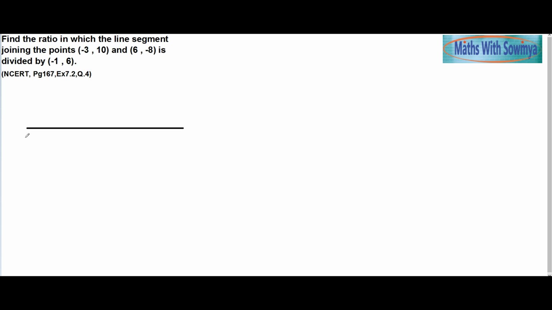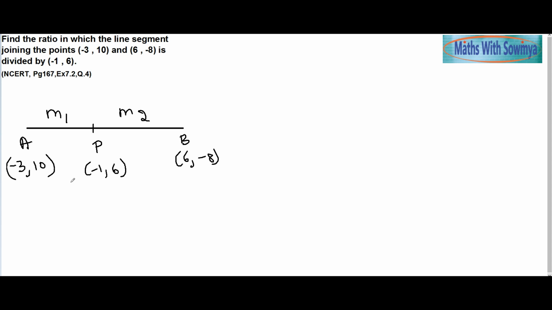So line segment, suppose this is A and B. These two are the line segment, minus 3, 10 and this is 6 and minus 8, joining these two points, and this is divided by some point P, which is also given. We have to find the ratio. M1 and M2 is our requirement. So this is X1, Y1, X2, Y2.